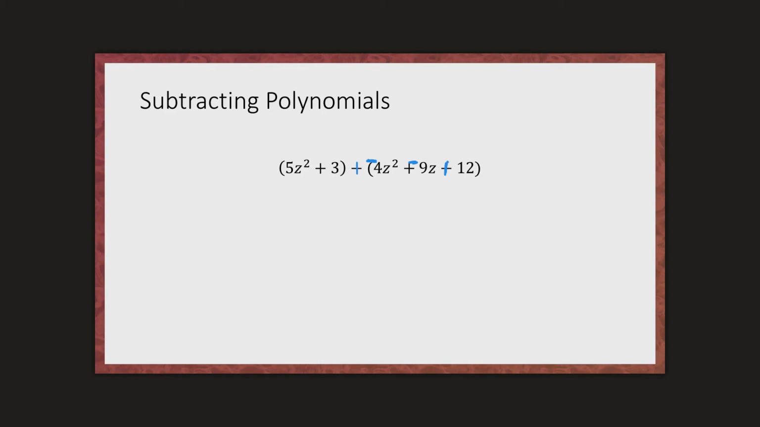So let's combine like terms. 5z squared and negative 4z squared. We're going to subtract those because one's positive and one's negative. And we get z squared. And then negative 9z, that doesn't have any like terms, so I'm just going to write it as a minus 9z. You could also write it as a plus negative 9z. It's really your choice. And the last step is a positive 3 and a positive 12. 12 plus 3 is 15, so plus 15.